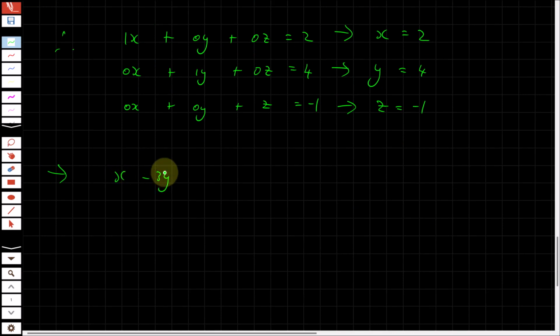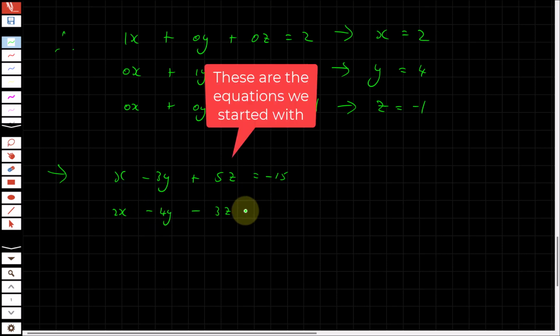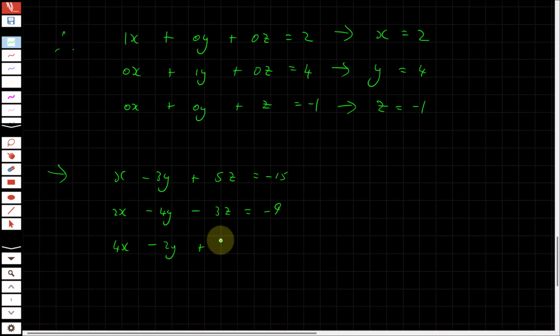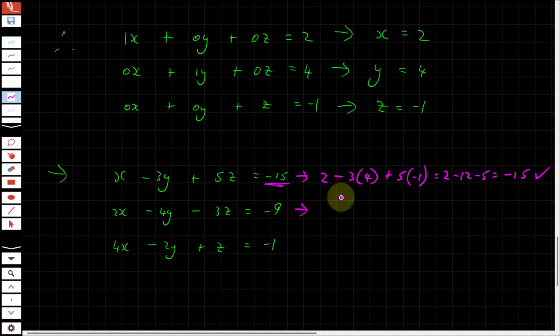Let's check that these values we got are correct by back substituting into the original set of equations. So let's put the x, y, and z values into this equation and make sure we get negative 15 on the right hand side. And yes, that works. The left hand side equals the right hand side.